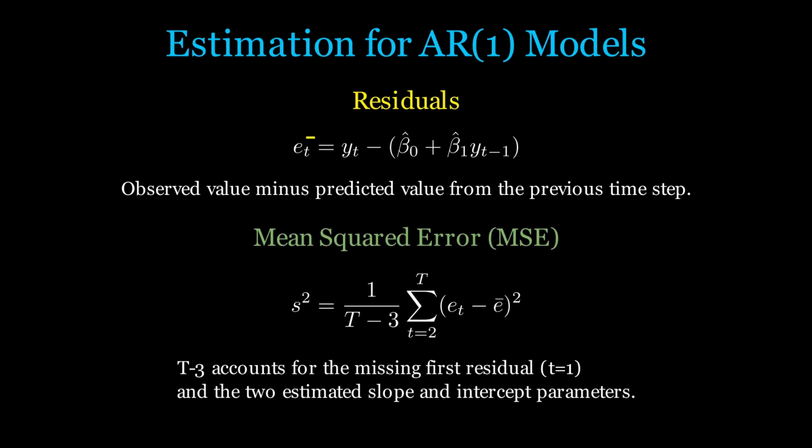Now, we use these residuals directly to calculate the mean squared error. The mean squared error is estimated using this formula. The denominator is t minus 3 to account for the fact that the first residual is not used in the calculation, and we lose 2 degrees of freedom for the estimated slope and intercept parameters. Be careful not to forget the t minus 3 in the denominator when applying this formula on the exam.